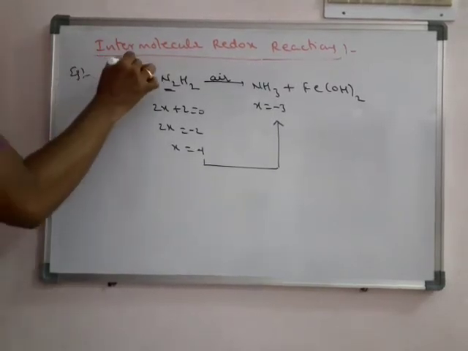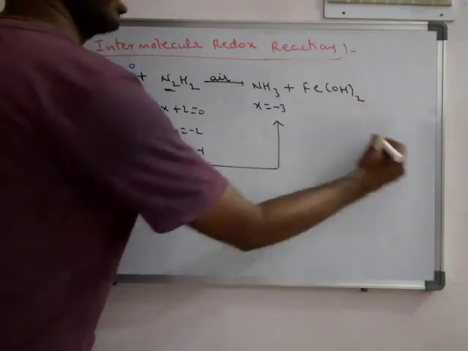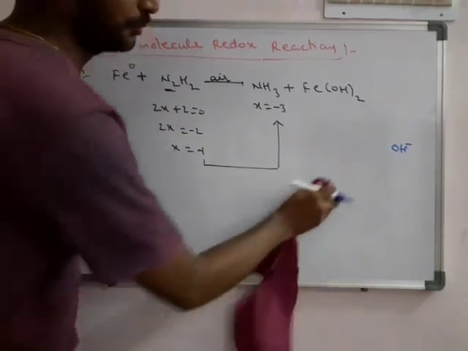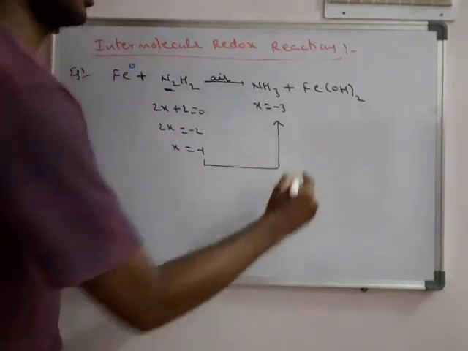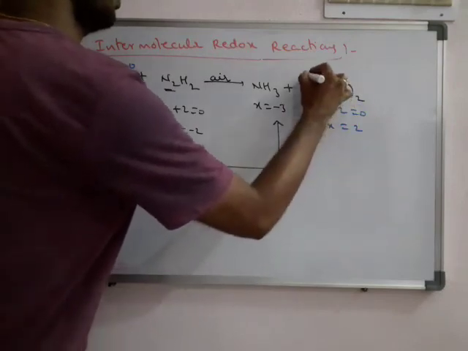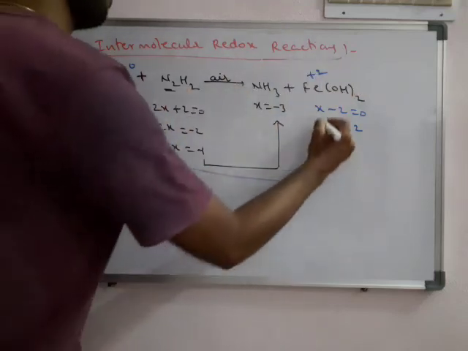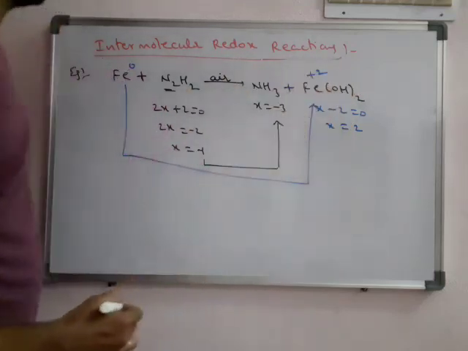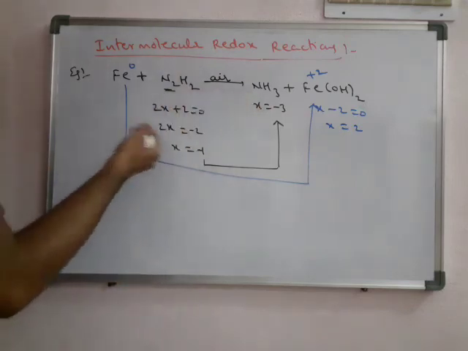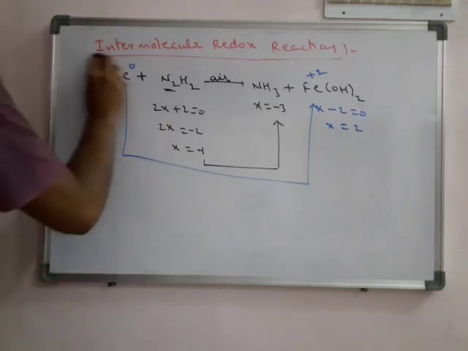Here iron is 0. Whatever we have with OH, we always said OH means minus, so OH combined with iron is minus, just like SO4 is minus 2. X minus 2 equals 0, X equals plus 2. So 0 to plus 2 means it is oxidized. So one molecule is oxidized, one molecule is reduced. Okay, this is an intermolecular redox reaction.